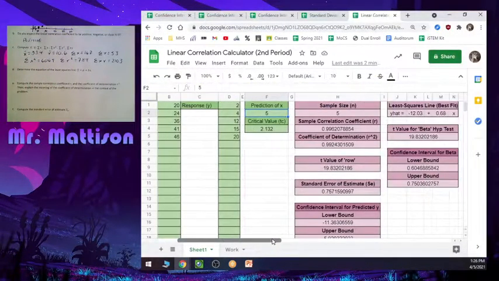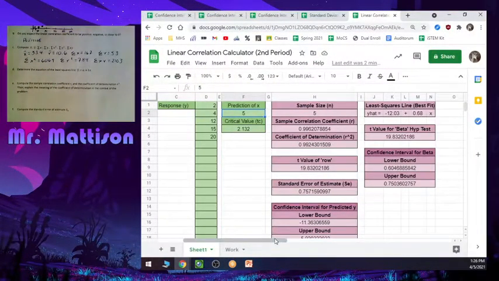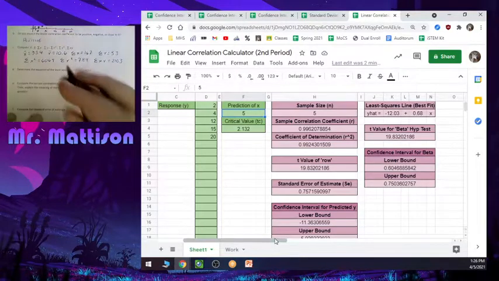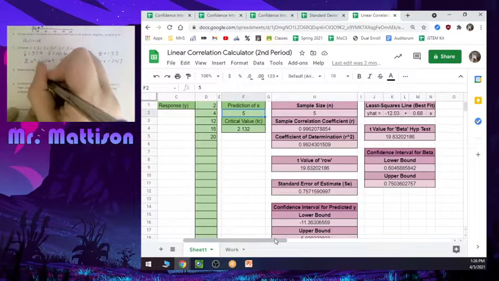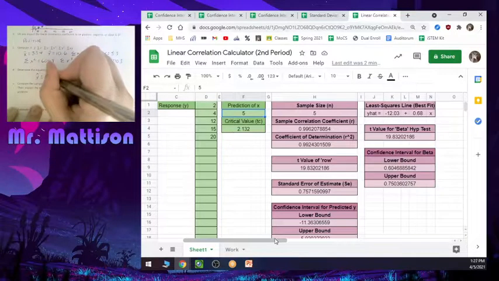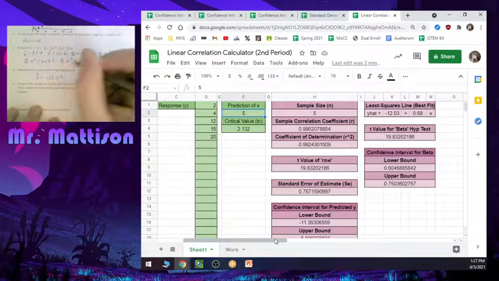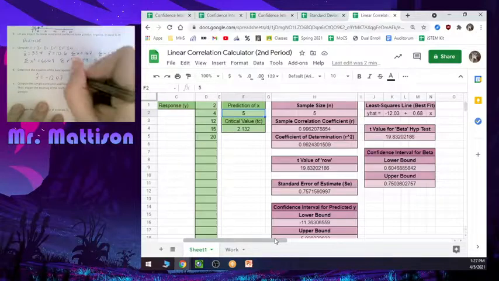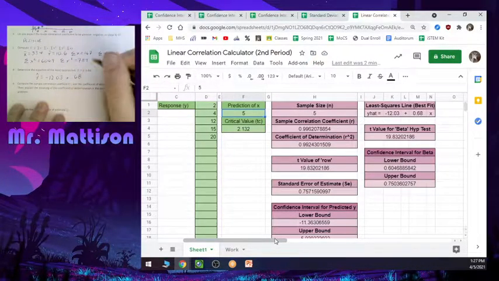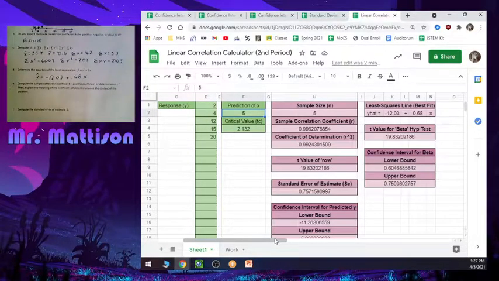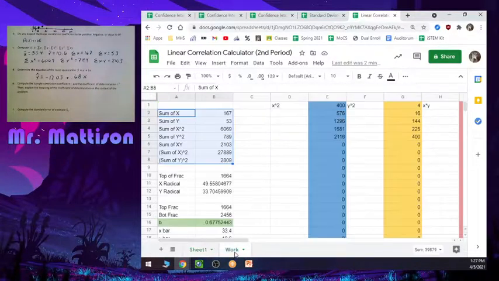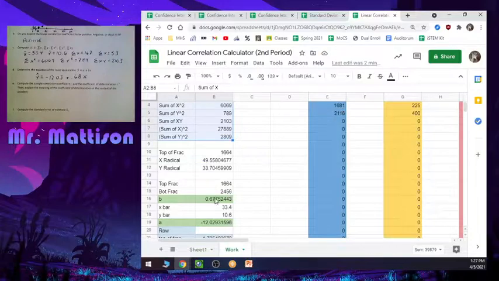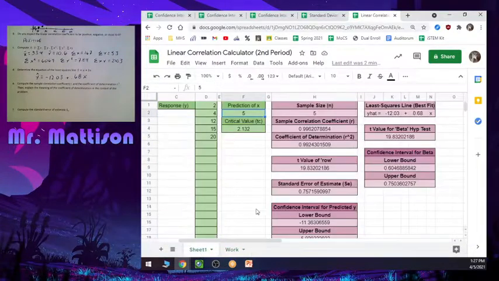I'm going to scroll over a little bit because I had to zoom in just to make it bigger for us. There is that y hat. So our y hat is equal to negative 12.03 plus 0.68x. And again, you can take those out a bit further, like on your work page. You likely have your A and B out to more decimal points, but 2 is more than enough, so we're fine there.